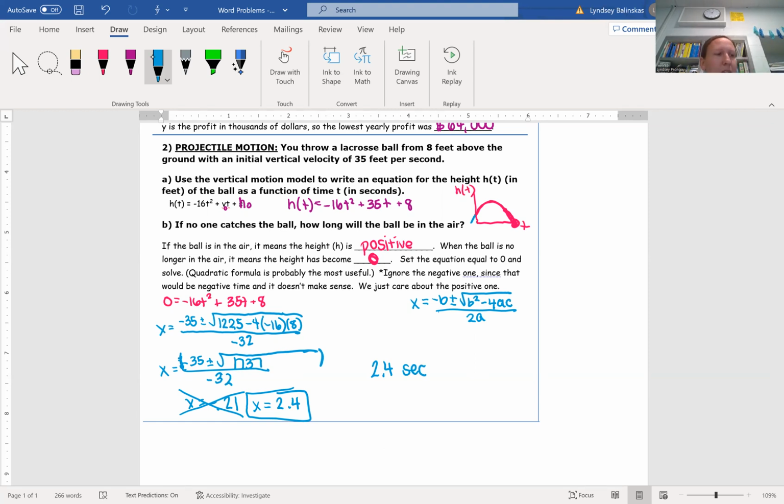Anytime it talks about hitting the ground, or not being in the air anymore, we are finding the x-intercepts of the graph. We're setting the equation equal to 0 and solving it in some way. Anytime we are talking about a maximum or a minimum value, we're dealing with the vertex of that equation.